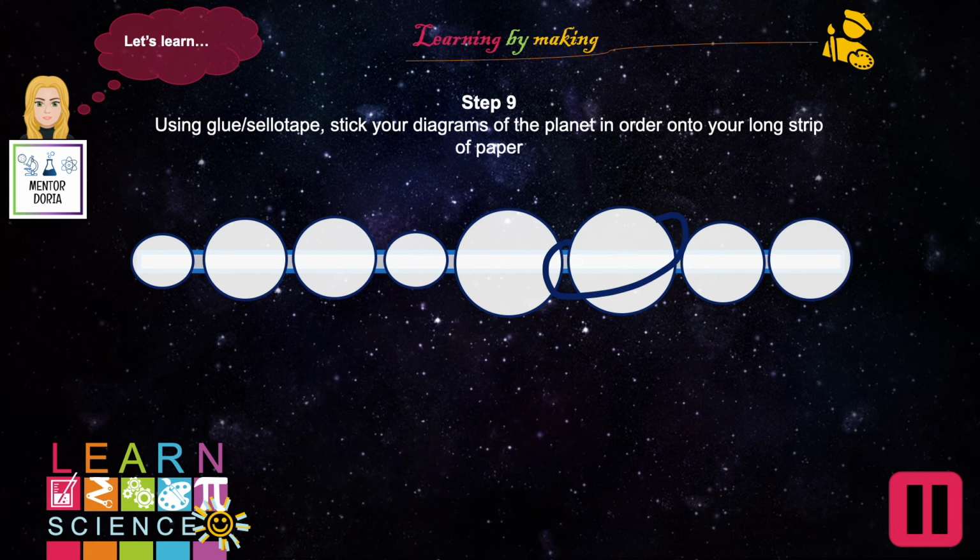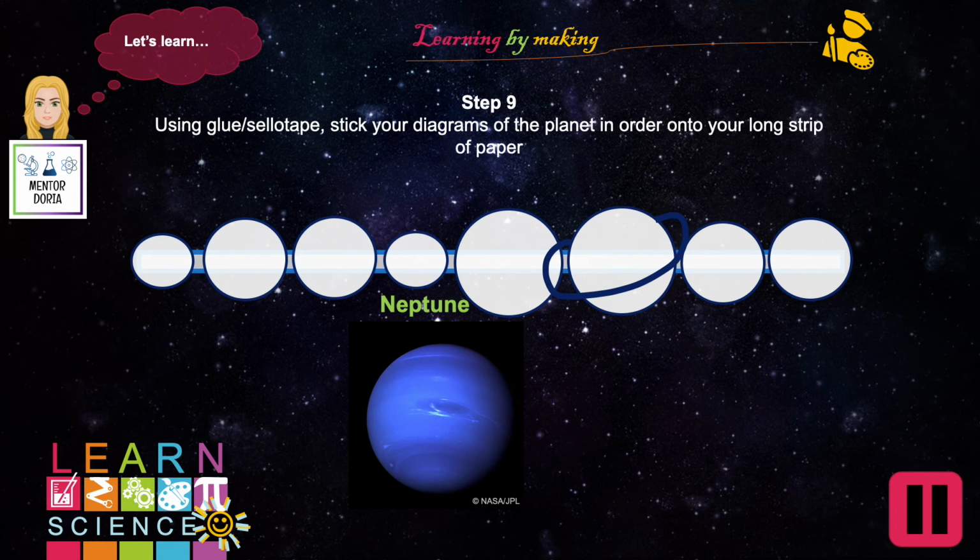That means our last planet to stick on is Neptune. Grab your outline and drawing of Neptune and using either your glue or sellotape, stick it on to the end of your long strip of paper.